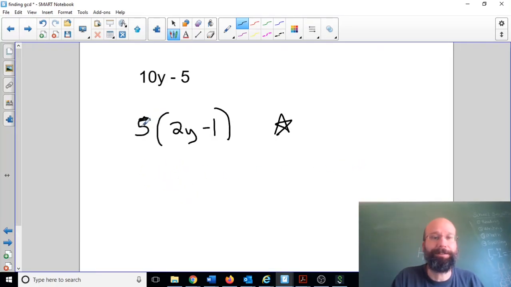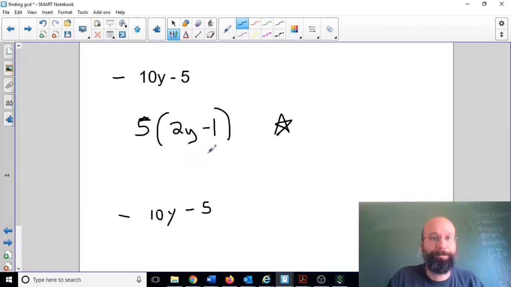Again, we can check our answer by distributing this 5. And once we distribute, 5 times 2y is 10y, and 5 times negative 1 is negative 5. Once we distribute, we should get the same thing. And we did, so we know we did it right.